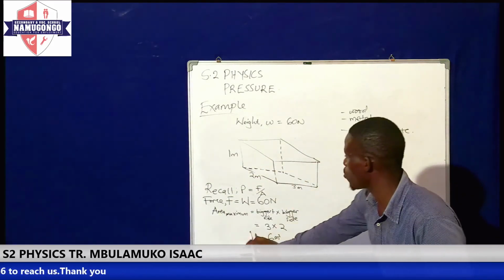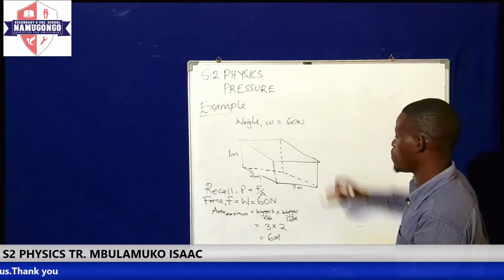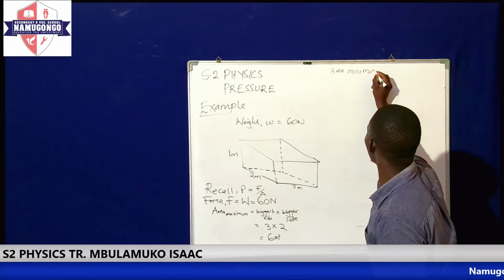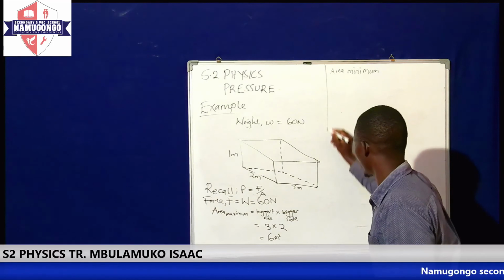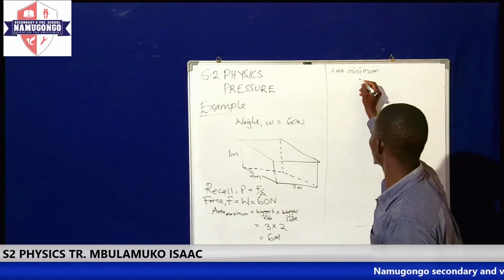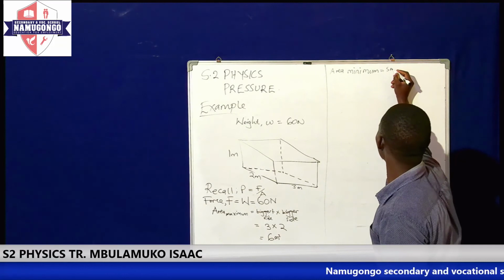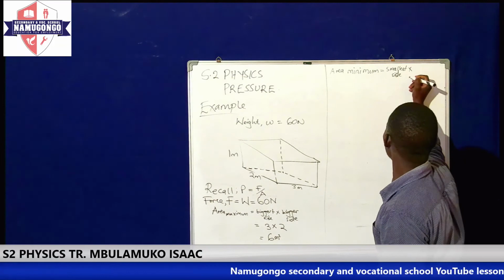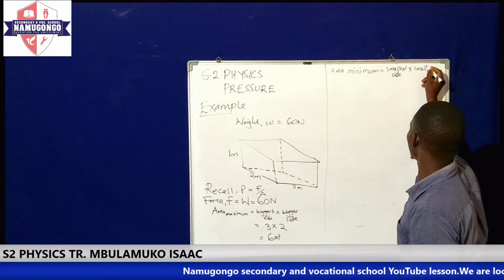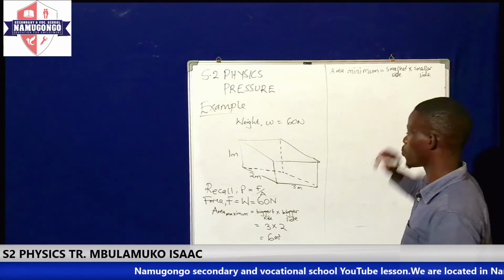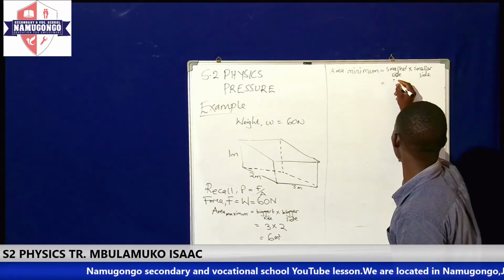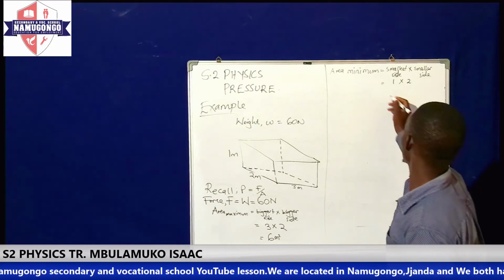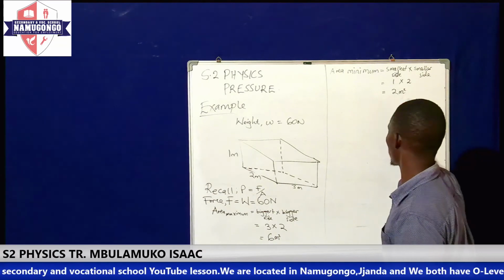Then we also look at area minimum. We shall need area minimum. It will equal the smallest side times the smaller side. So what is the smallest? The smallest is 1 times the smaller, which is 2. Then we get 2 meters squared.